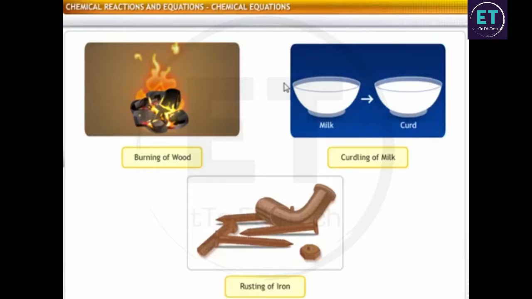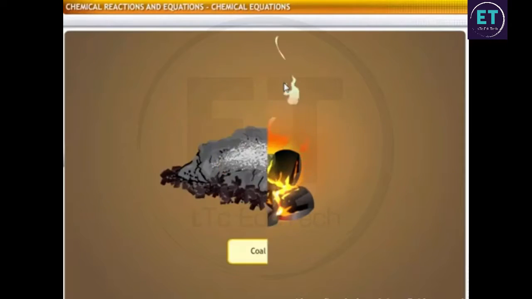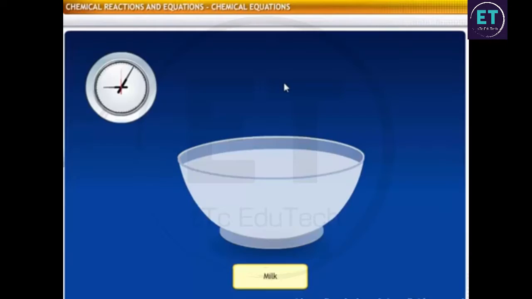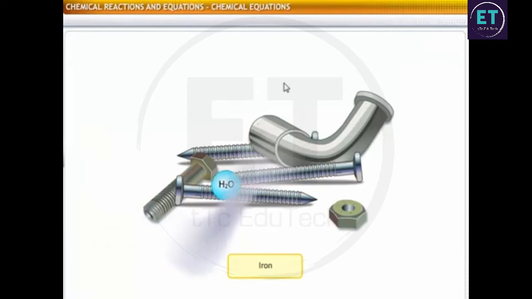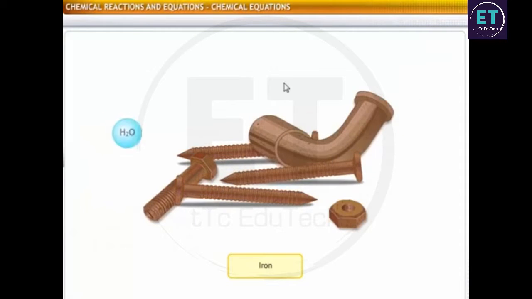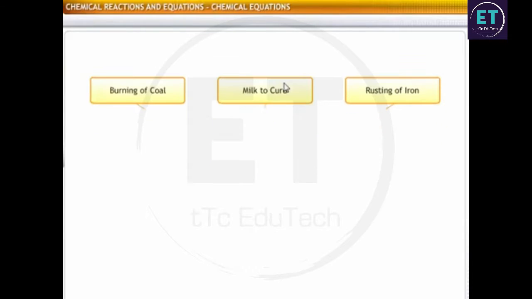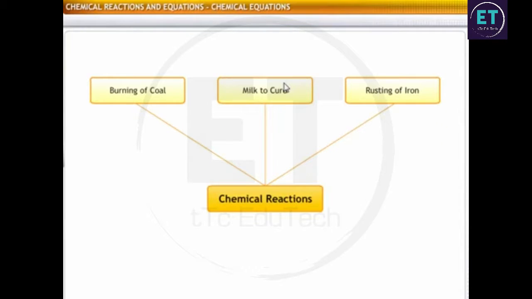All the time, changes take place around us. For example, the changing of coal when it is burned to produce heat, the changing of milk into curd, and the rusting of iron when exposed to moisture. All these changes are a result of chemical reactions. These chemical changes can be represented through chemical equations.